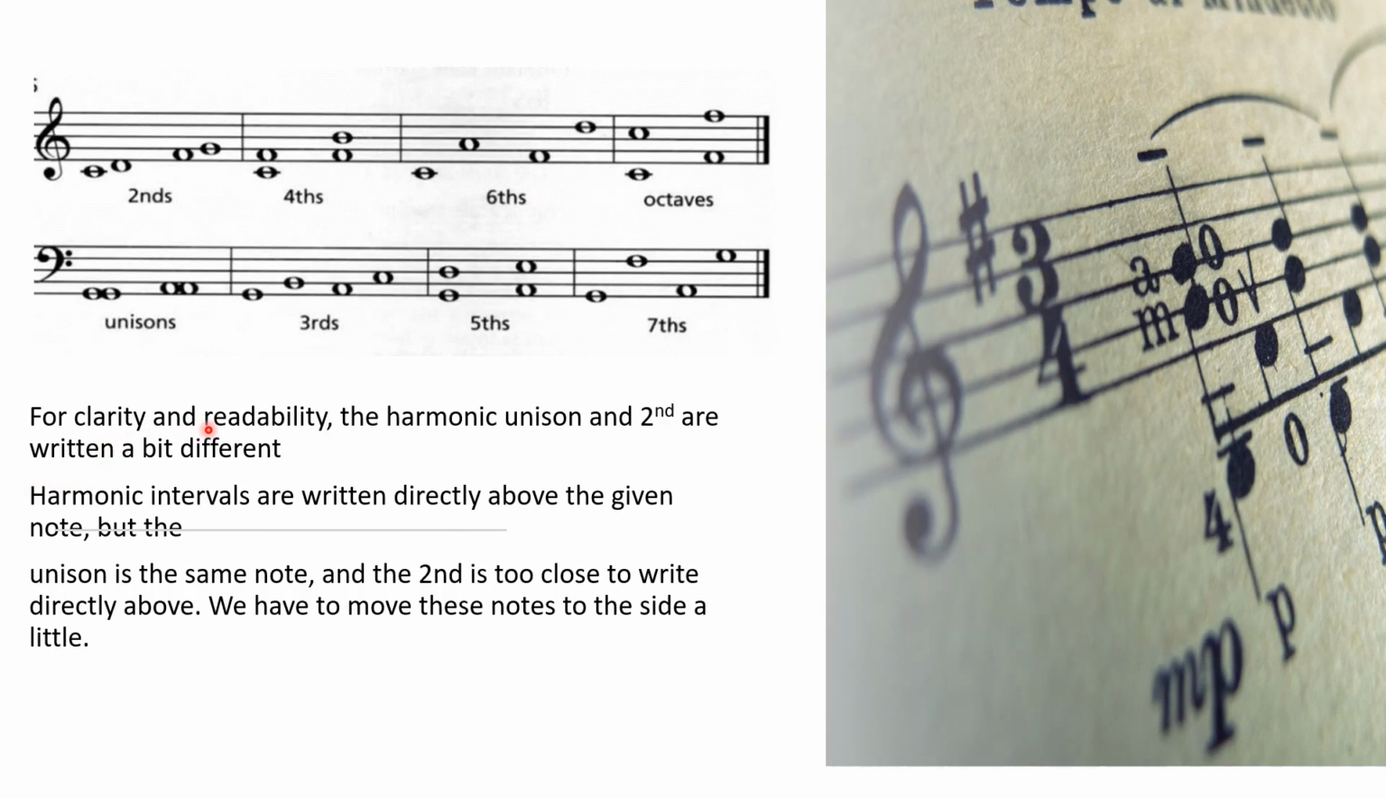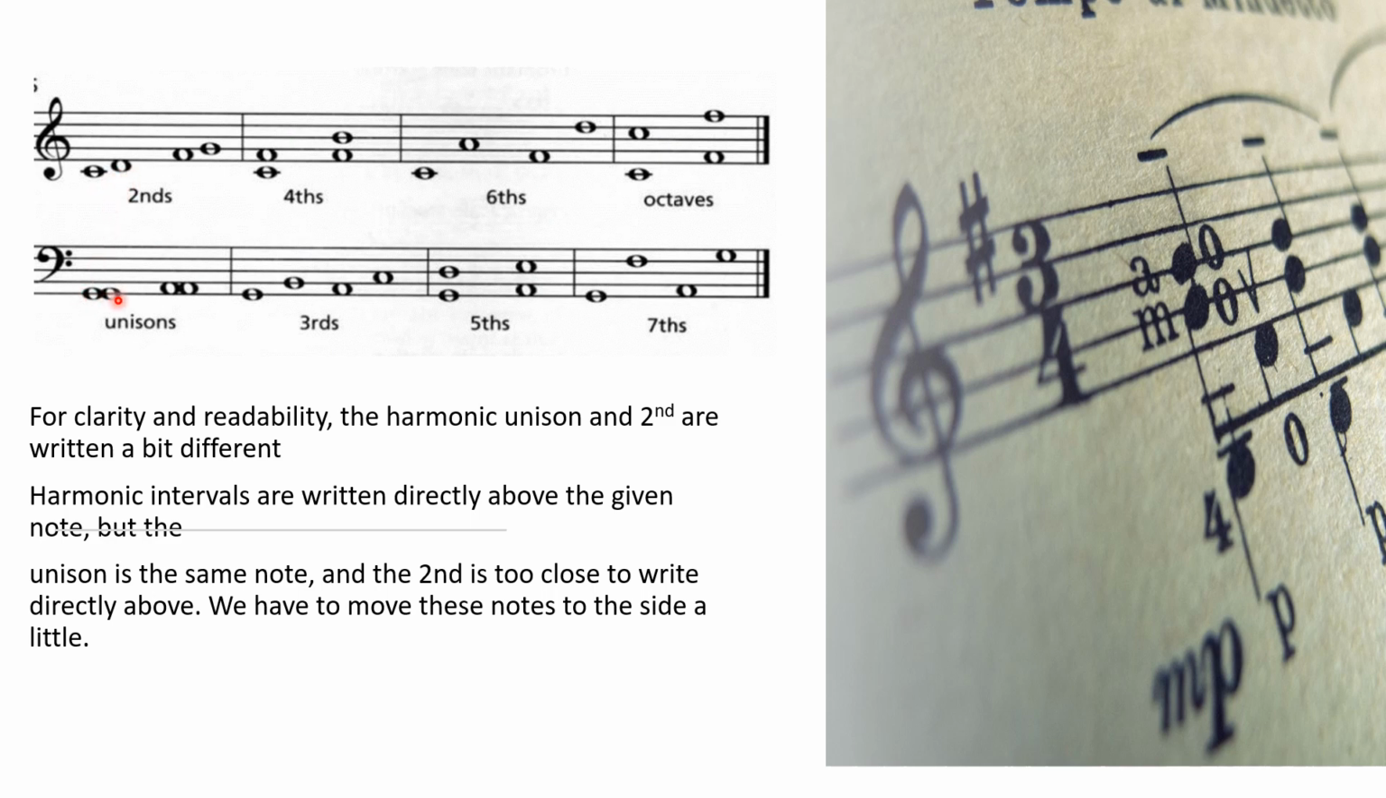Looking at this, it says just for clarity and readability, harmonic unison and second are written a bit differently. So one has to be careful when trying to read the difference between the harmonic unison and a second interval. Harmonic notes are represented above each other because they sound together, while melodic notes are written side by side because it's one note after the other. Looking at this, this is a second interval. This is 1 and this is 2.